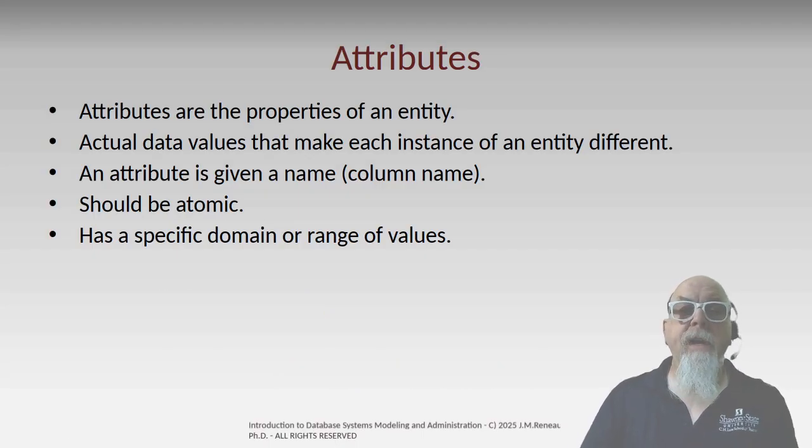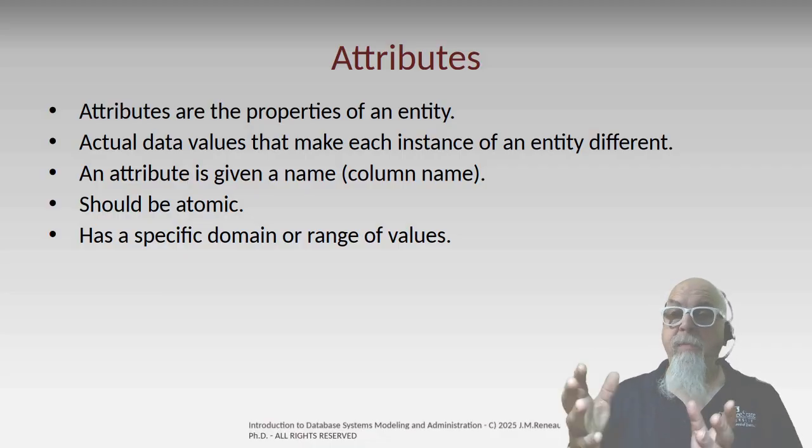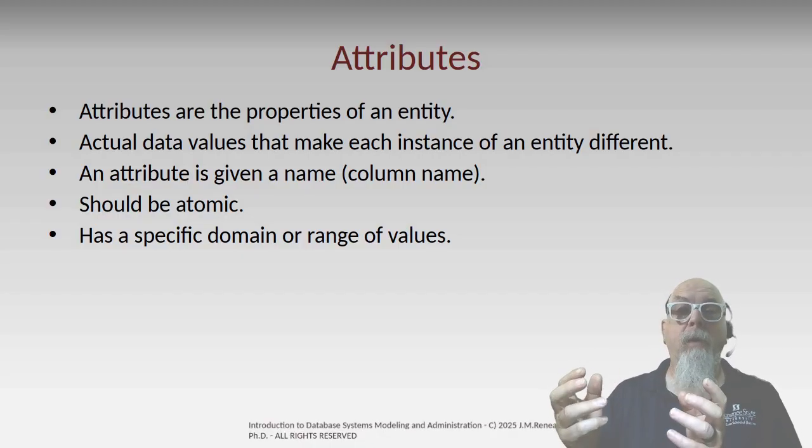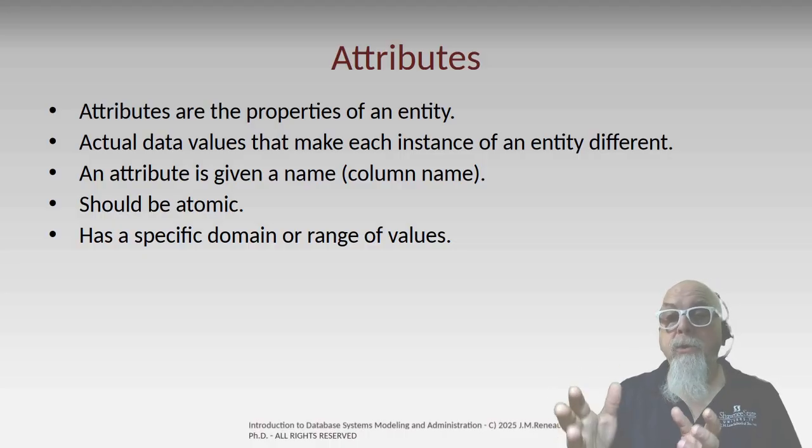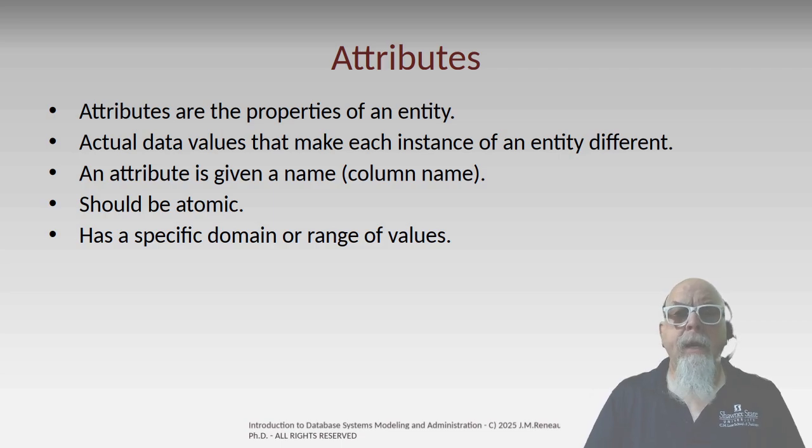In a previous video, we described an entity as something, an activity or a thing or a person, within a data model. Attributes are the properties of those entities. Actual values, they're the names of the types of values that make each of these entities uniquely different.